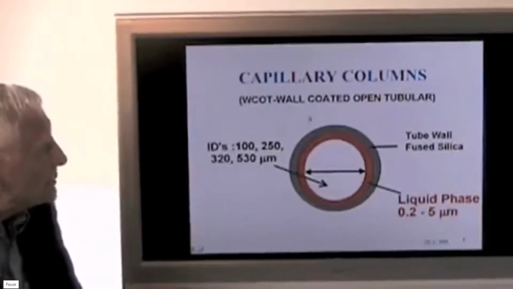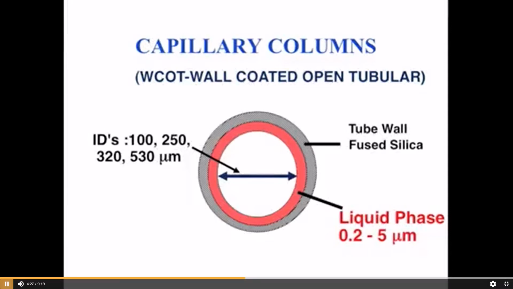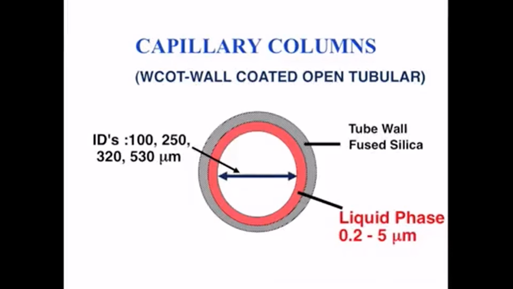This actually is a properly named wall coated open tubular column. Vernacular common name, capillary column. Commercially available, there are internal diameters of 100, 250, 320, and 530 micrometers, different diameters. The tubing wall itself is fused silica, and the red liquid phase here is a typical liquid phase as used in the packed columns as well.